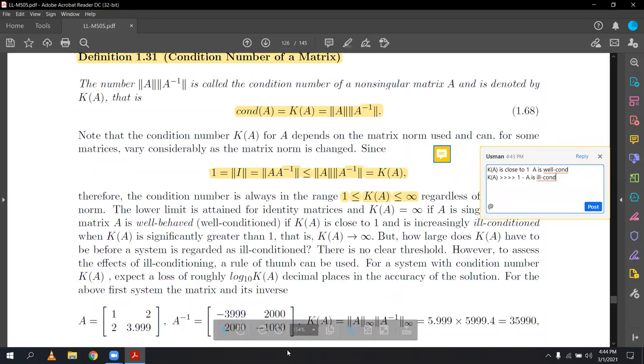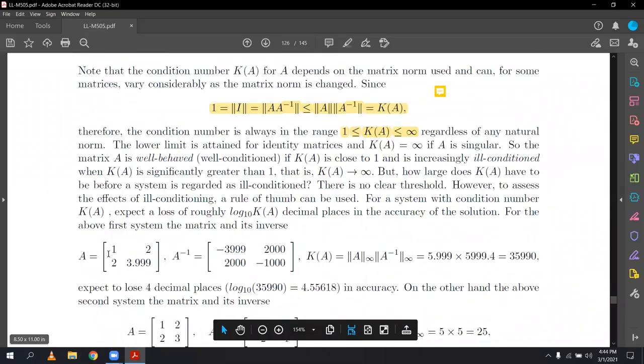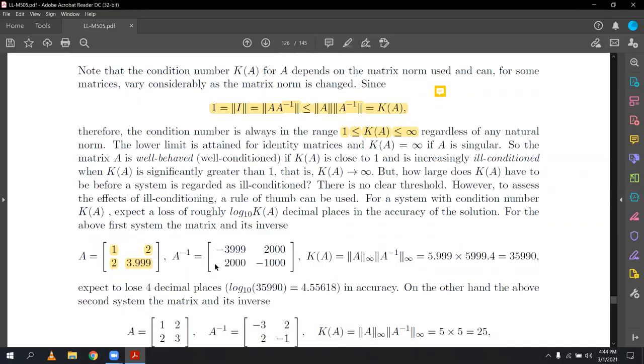Like, for example, we are given this matrix. This is the matrix we have here. And its inverse, you use a calculator to find this one. So what is the L infinity norm of A, please? The L infinity norm of A is what? 5.99, right? Because the second row is the maximum here. And what the maximum is, we can calculate here.